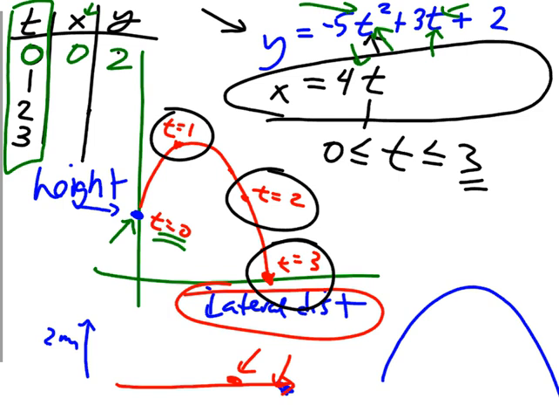Negative like 34. So that means the ball's not in the air anymore, and it's imaginarily going through the ground 34 feet down. Get what I'm saying? All right, so this graph does not match your data, but let's get your data straight.